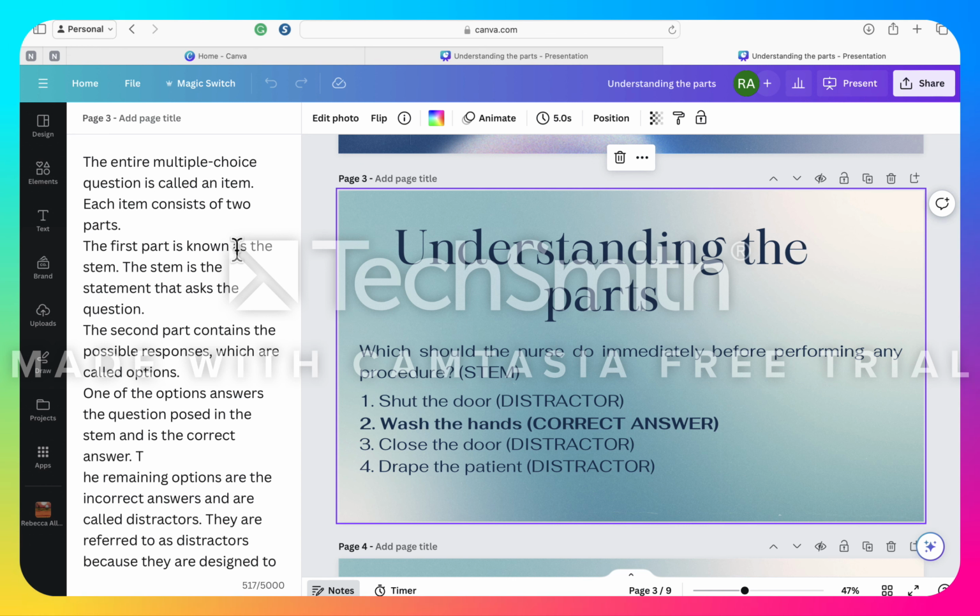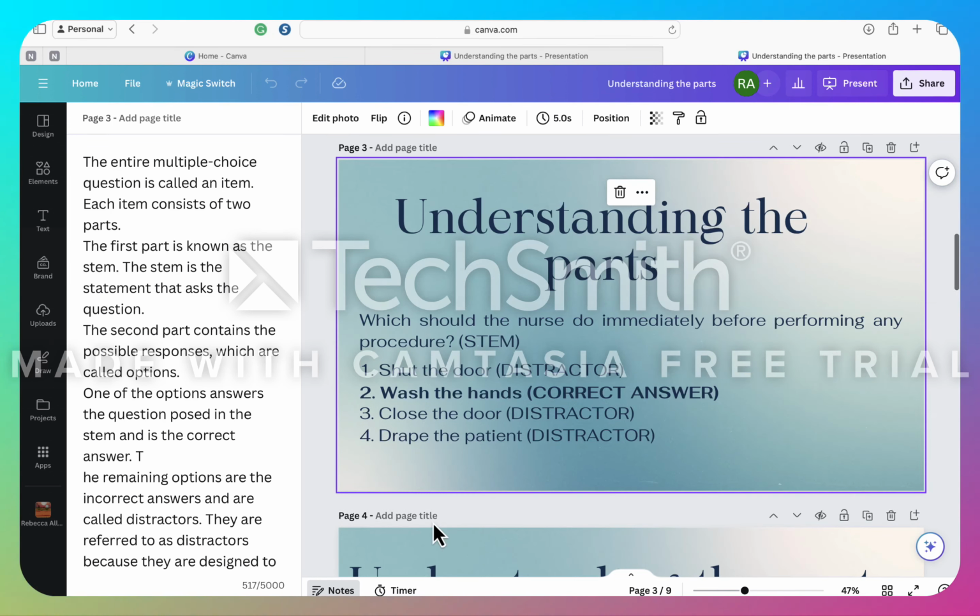Okay, so the entire multiple choice question is called an item. So the question and the answers are the item. You've got the question part, that's the stem. And then you've got the second part, which is going to be your options or your responses. In those responses, we've got a couple of things. We've got distractors, which are not right. And then we've got the correct answer.